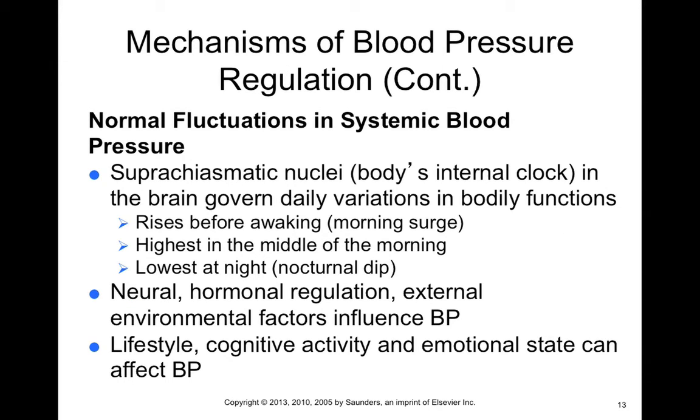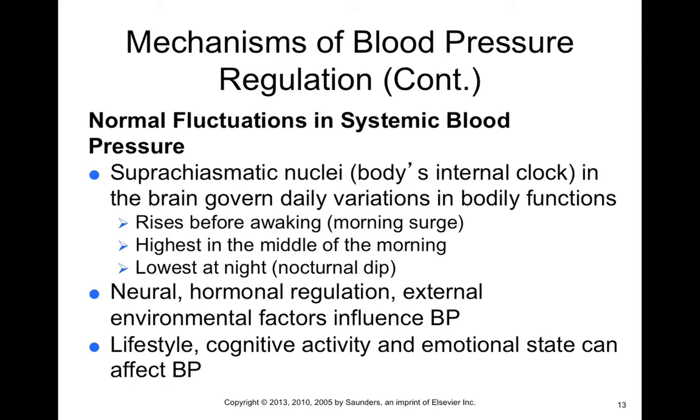Now, over the course of a day, there are normal fluctuations in blood pressure. For one, this is mediated by the suprachiasmatic nucleus of the hypothalamus. This is part of your body's internal clock. And over the course of a day, this can lead to fluctuations in blood pressure. In the morning, it turns out your blood pressure is the highest, so we have this morning surge, and it starts to fall over the course of mid-morning, over the course of that day, and it becomes lowest at night. So this nocturnal dip, right before bedtime and during sleep, is where blood pressure is the lowest.